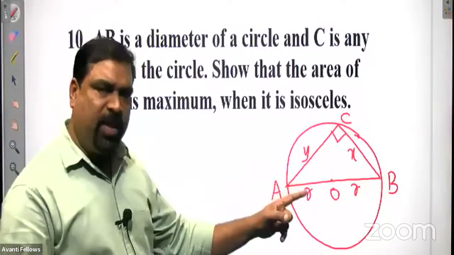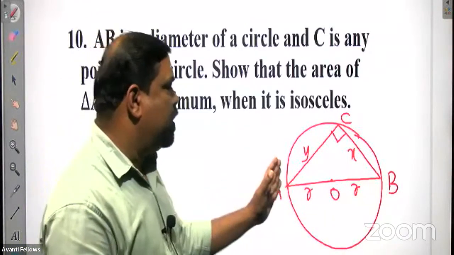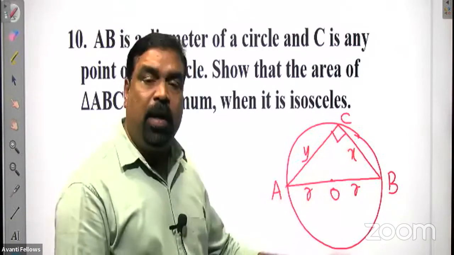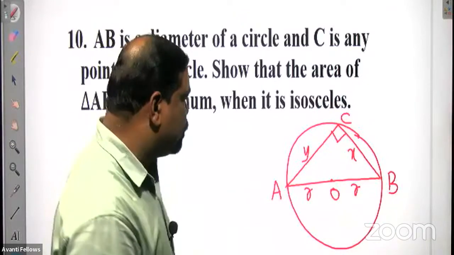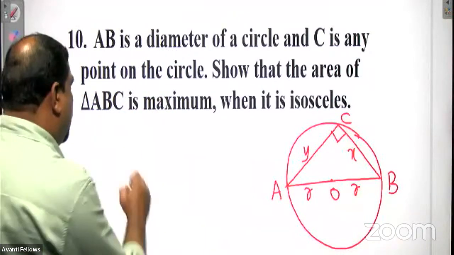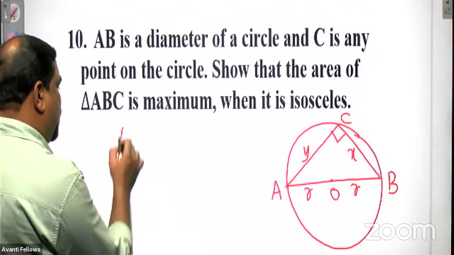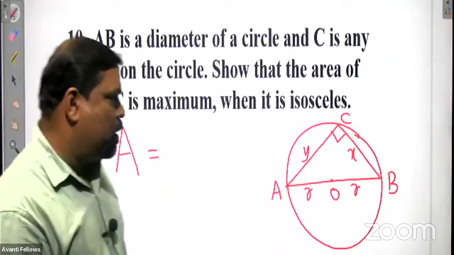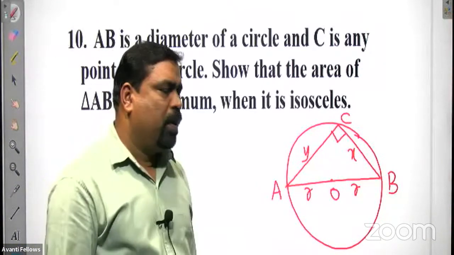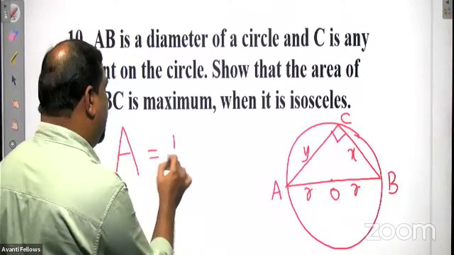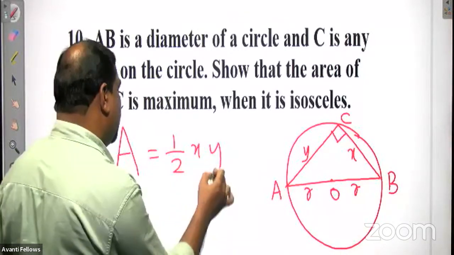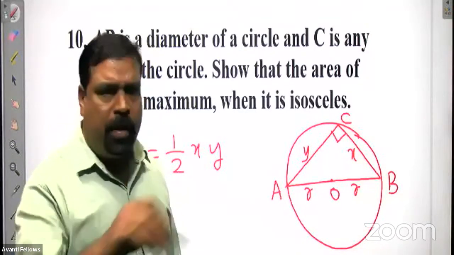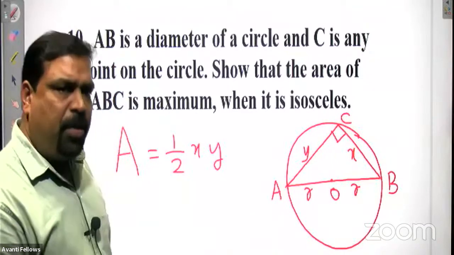Triangle is isosceles. Isosceles means what we need to prove? X is equal to Y. X is equal to Y when the area is maximum. So what will be the area of this triangle? If I take the two sides as X and Y, the area will be half into X into Y. Clear? Area of a right angle triangle means half into base into height, half into X into Y.